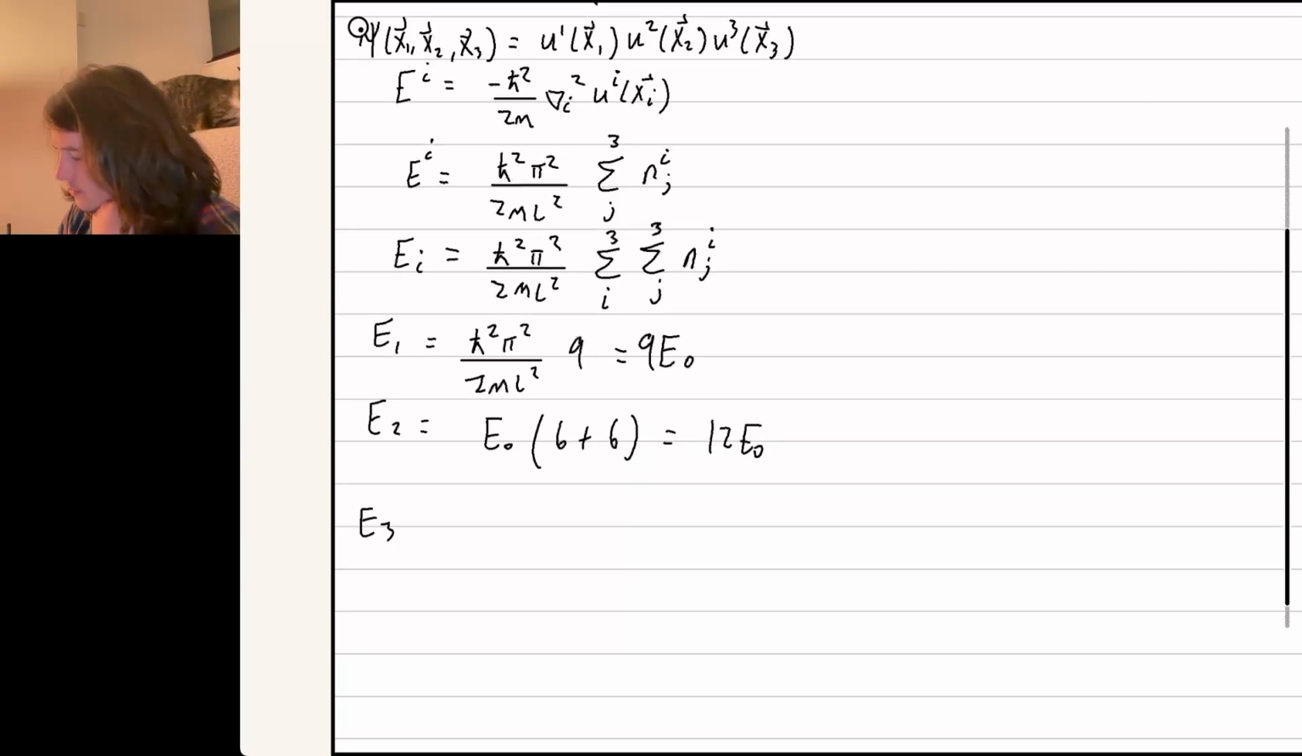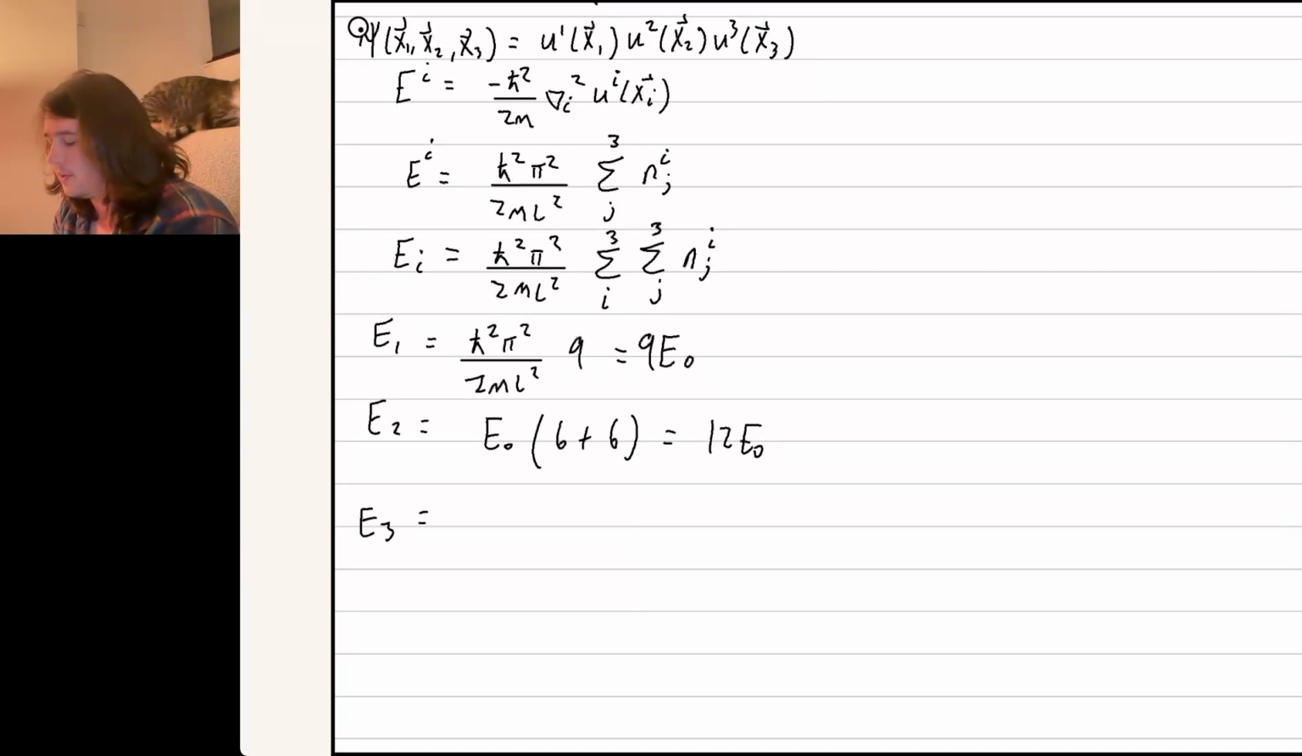Then the next level, two of the n's now are 2, while the rest are still 1. So now you're hitting 2 six times, which gives you 12, and you're hitting 1 three times, so 3. So the next state is 15 E naught.